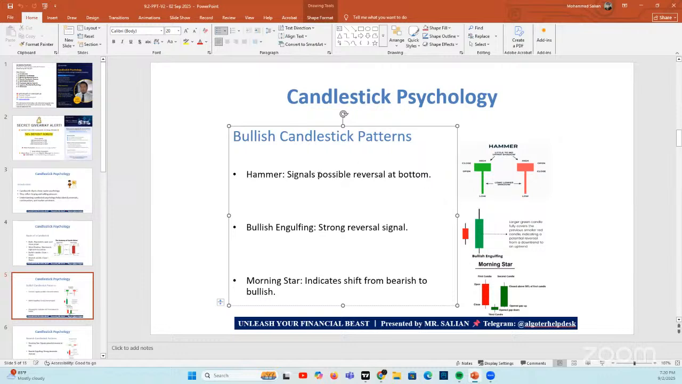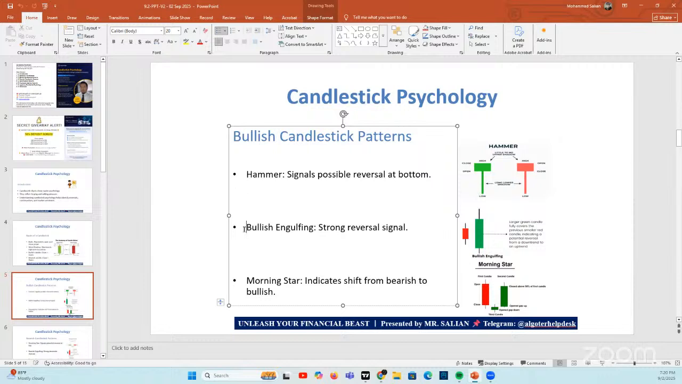It signals a possible reversal at the bottom. So in a trending bearish market, by the end of the trend, a hammer will appear at the end of the trend, signaling a reversal.